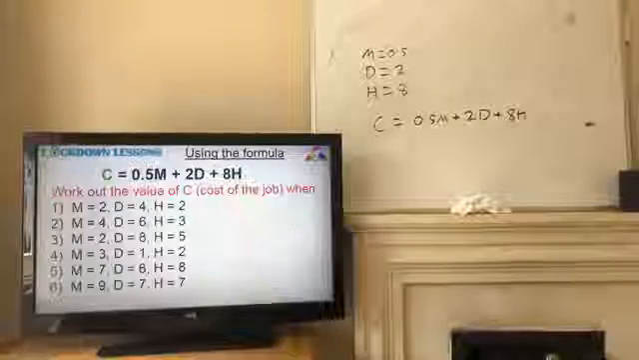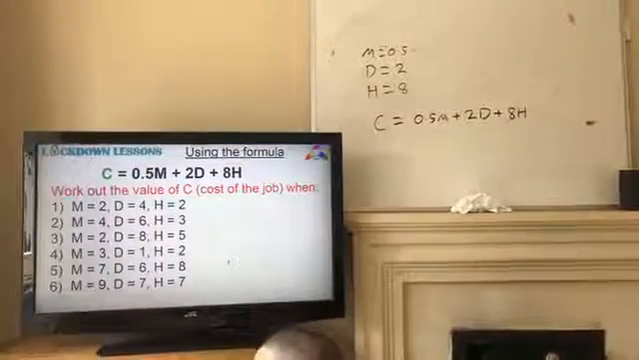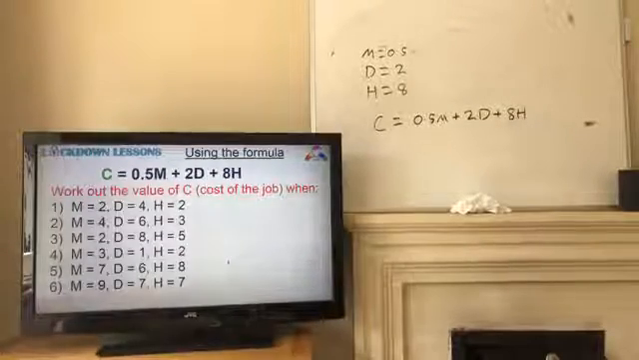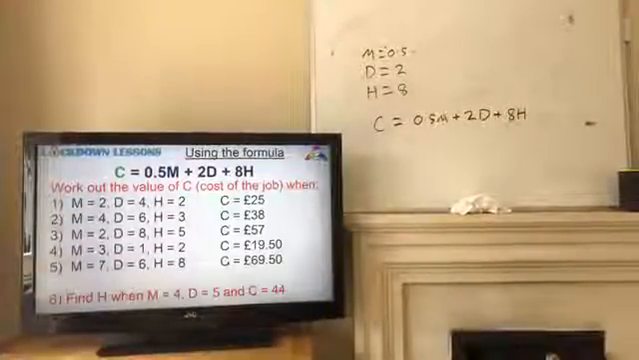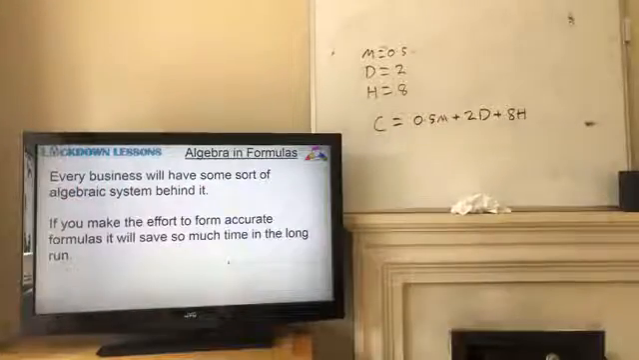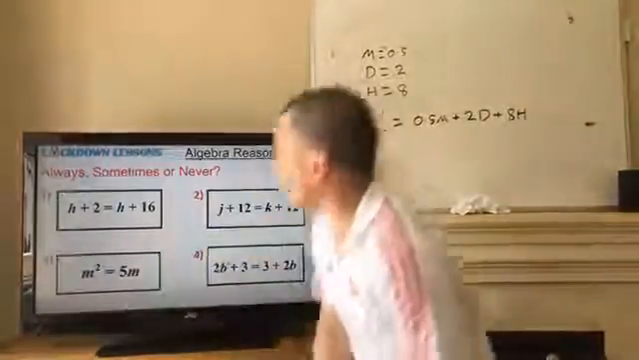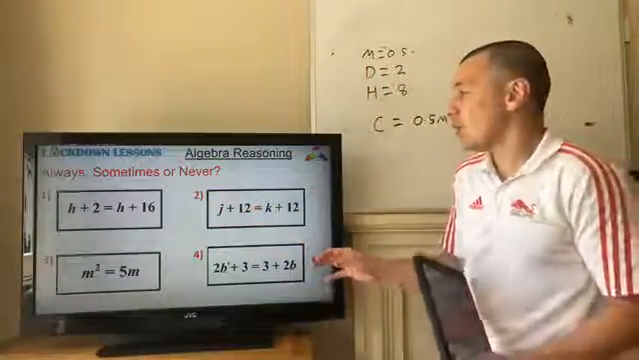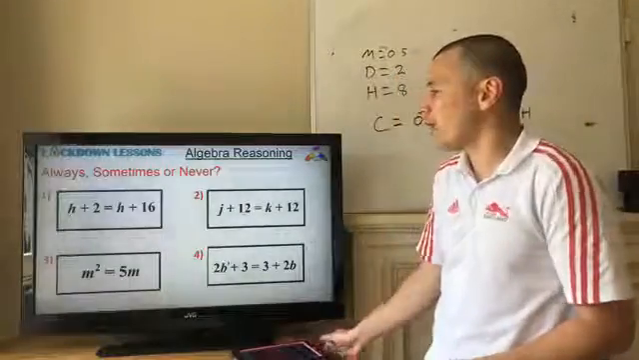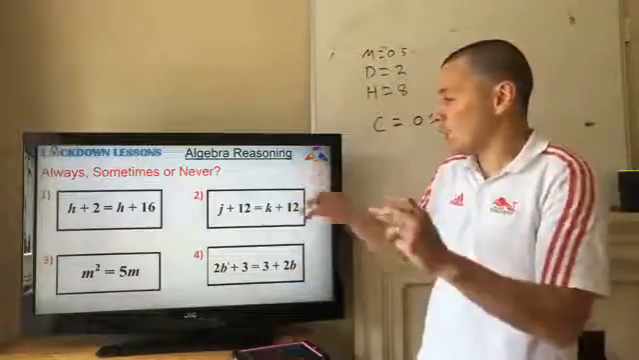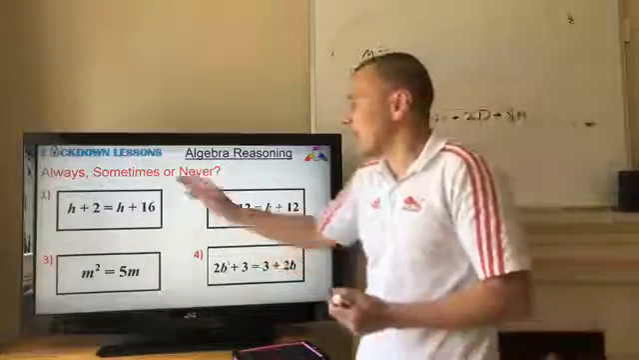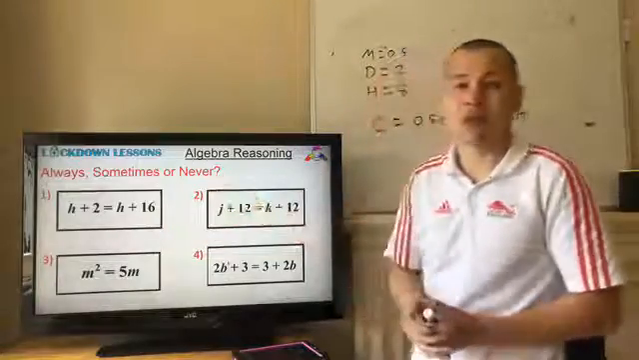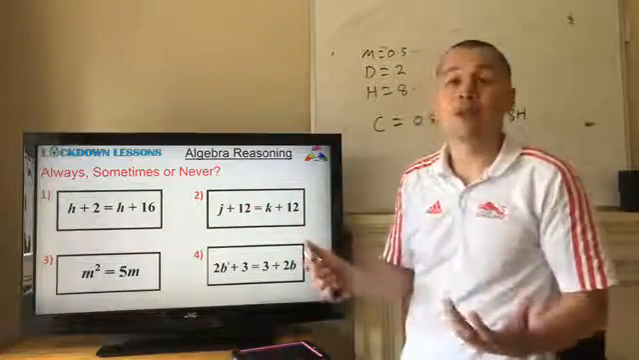Right, so we are going to now put it into a formula. In fact, we've done plenty of that. I'm going to do something a bit different to show you understanding. This is called always, sometimes, or never. All you need to do is tell me whether each of these 4 bits of algebra is always true, never true, or sometimes true, with some sort of reason.